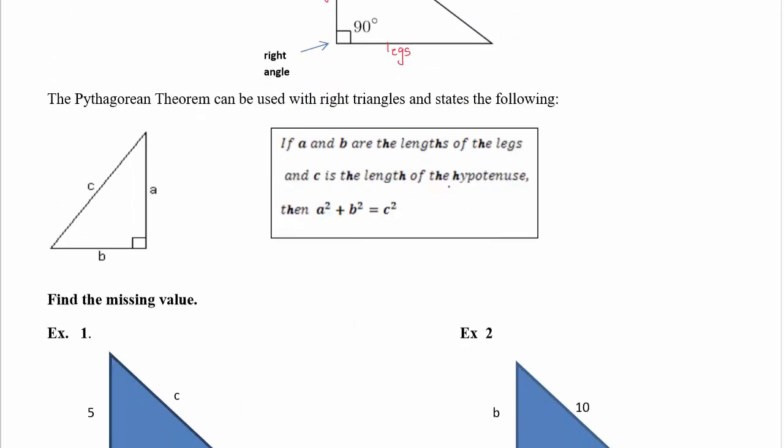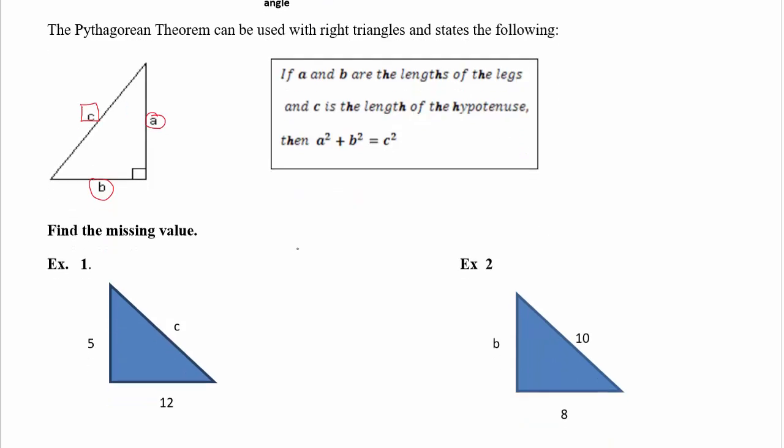The Pythagorean theorem says if we have two sides, A and B, that are the lengths of the legs, so leg 1 and leg 2, doesn't matter which is A and B, but A and B are our legs, and C is the hypotenuse, then this very basic equation will always hold true. A squared plus B squared equals C squared. You might have seen this before. Okay? So let's move on and try some problems here.